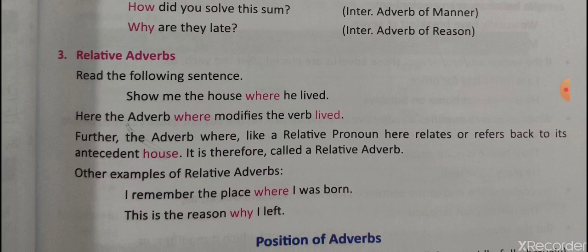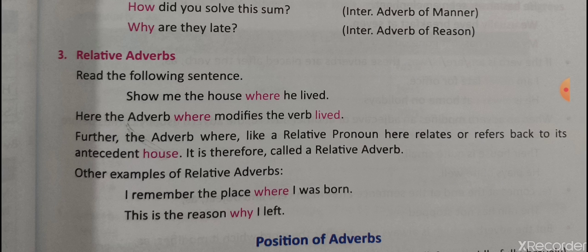Next is relative adverb. Show me the house where he lived. Here the adverb where modifies the verb lived. Further, the adverb where, like a relative pronoun, relates or refers back to its antecedent, house. Therefore, it is called a relative adverb. So relative adverbs are those which, like a relative pronoun, refer back to their antecedent. Here where is the adverb which modifies lived, and house is its antecedent.